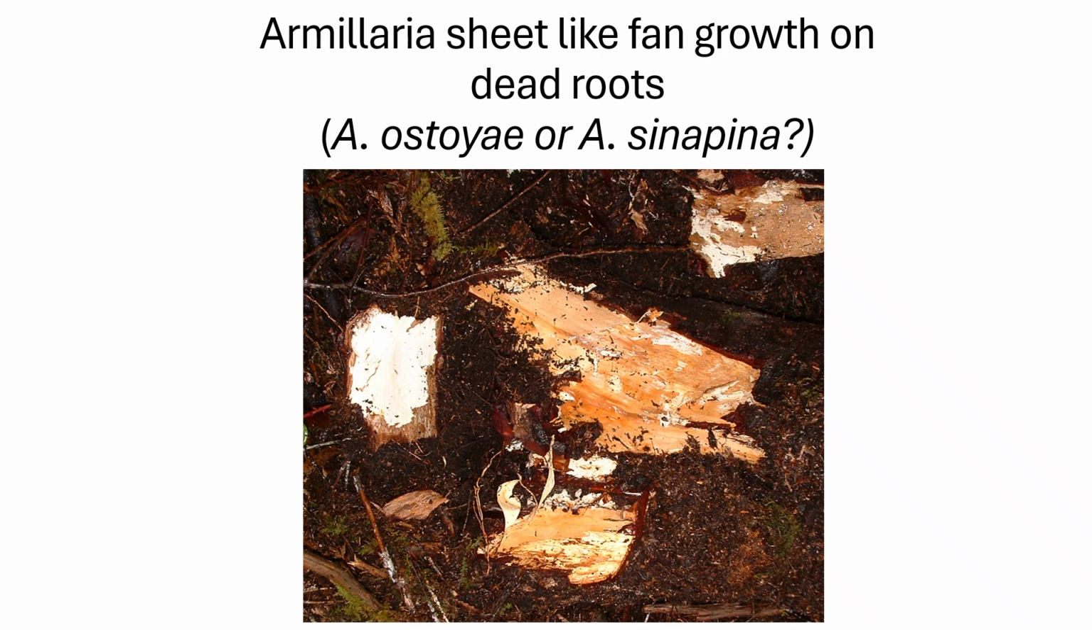And when this happens, it's very difficult to distinguish Armillaria sinapina from ostoyae. The general rule of thumb is if you're seeing it killing dominant and codominant trees and you get those nice characteristic fans, it's likely Armillaria ostoyae. If you're only seeing it on dead roots or on really suppressed understory trees, it's quite likely it's Armillaria sinapina.